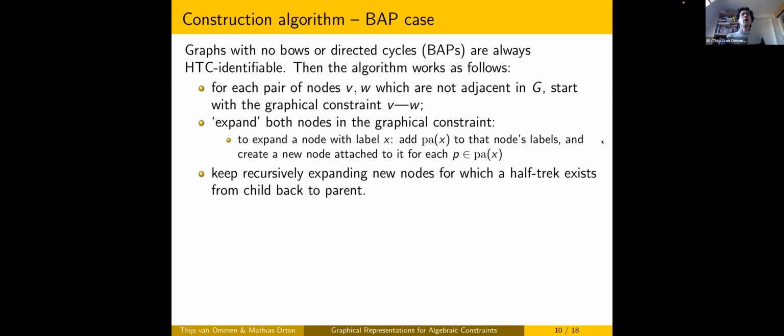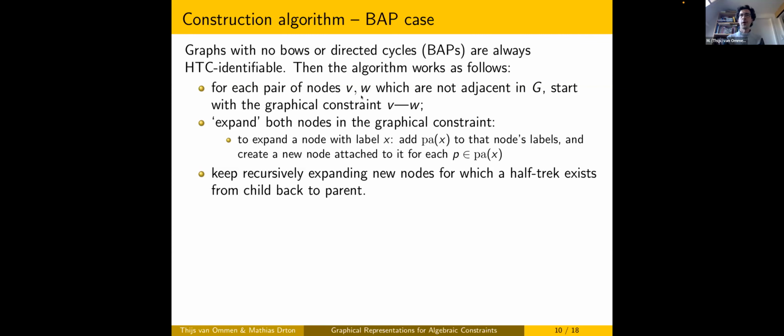Right, so the algorithm works for any half-track identifiable graph, but here I'm presenting a slightly simplified version for the case of both-free acyclic path diagrams. So those are the special case of our graphs where we do not have both a bidirected and directed edge between the same two variables, and also no directed cycles. So for this class of graphs, the algorithm will work as follows.